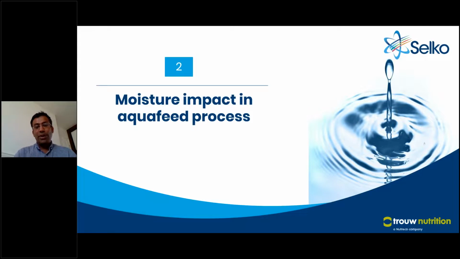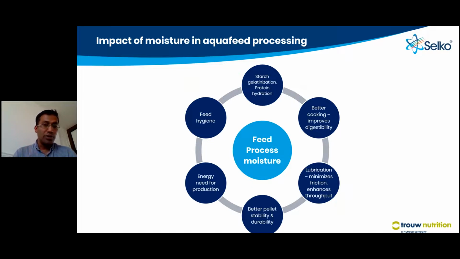So a little bit on moisture impact, the role of moisture in aquafeed processes. Moisture is very important for starch gelatinization and protein hydration. It's very important for optimal cooking, or better cooking, which improves the digestibility. That's very important for growth and FCR. It also helps to lubricate, reduce the friction and enhance the throughput. So having the right moisture is very important. And as Jan mentioned, it plays an important role in pellet quality, stability, durability, color, a lot of aspects, and energy, but also the hygiene part, which I touched upon. If you leave excess moisture in the final feed, you have a risk of spoilage through microbes and mold that you don't want to have.